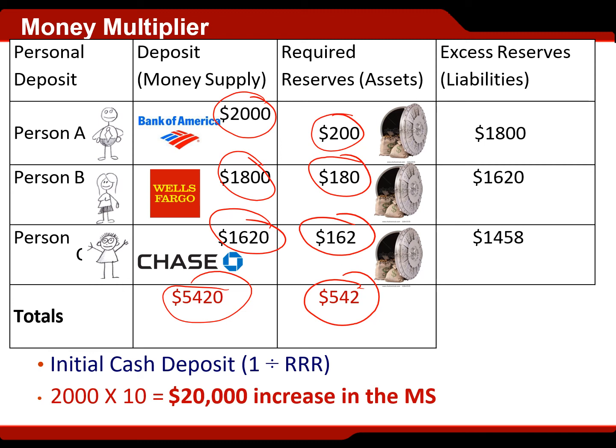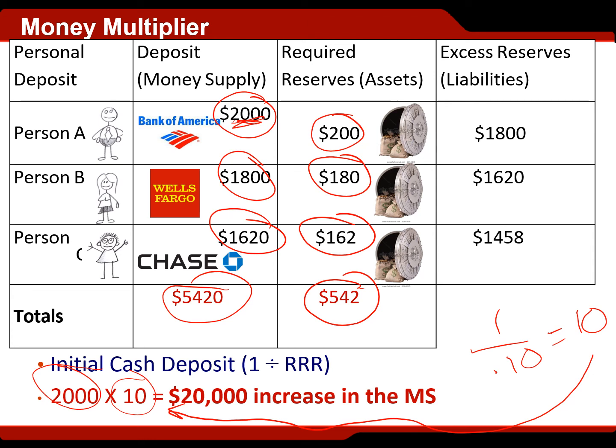Just take the initial cash deposit, $2,000, right? Multiply times the money multiplier, 1 divided by 0.1, that's 10. Okay, 2,000 times 10, 20,000. That's how much the money supply is going to increase.